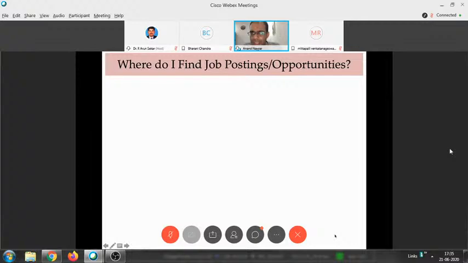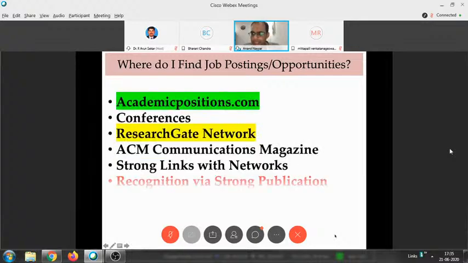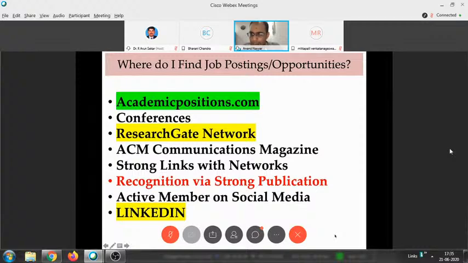So where can I find job postings and opportunities? This is most important for you to learn. The first website that some people don't know, but please note it down, is academicpositions.com. If you're looking for a good opportunity apart from India, if you want to go abroad and collaborate with some labs, they even have positions as a part-time researcher, a full-time researcher, or an adjunct faculty. So you can use this website, academicpositions.com.